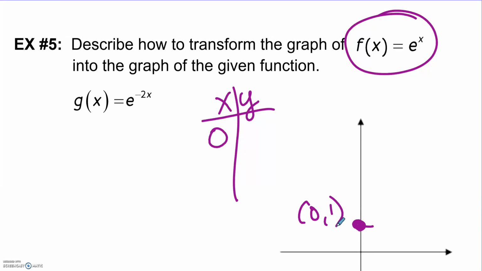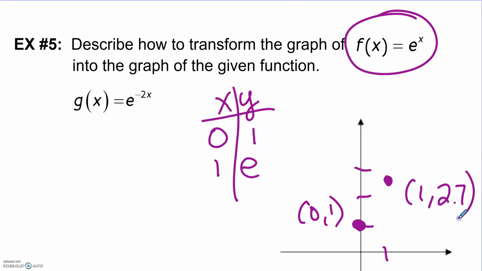And then before, when we were doing 2 to the x, we had the point 1, 2. Here we have the point 1, e. Remember, e is about 2.718. So it's somewhere around in here, 1, 2.7-ish. So here's your regular e to the x.